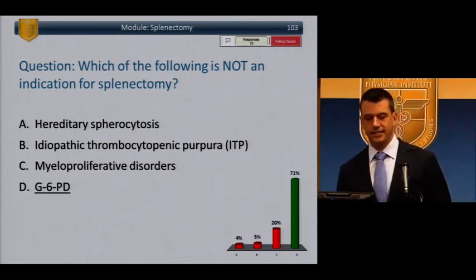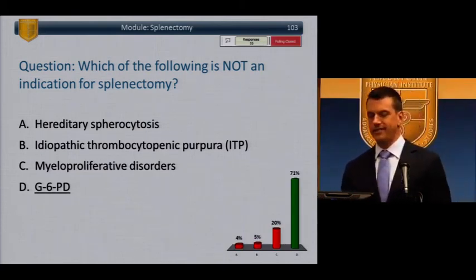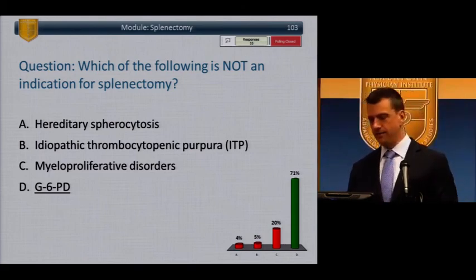That's right, it's G6PD deficiency. The deficiencies are no longer an indication for splenectomy.